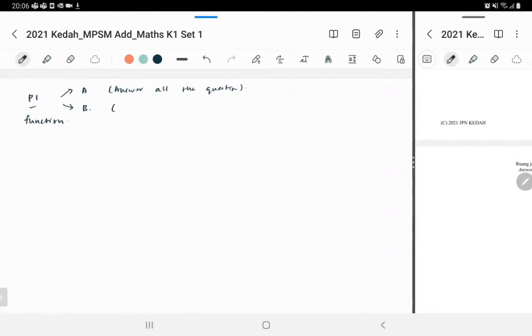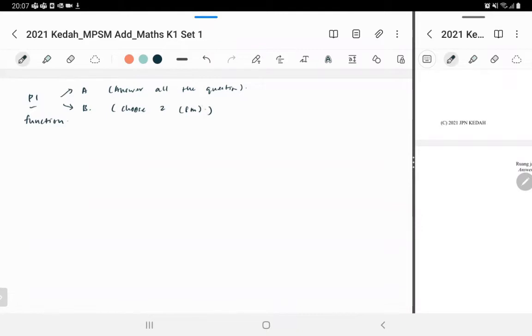Hold on, let me double confirm. I'm scared I confuse also. Okay, for part A, there are questions 1 to 12, all compulsory. For part B, you need to choose. Part B is 8 marks questions where you need to choose 2 questions out of 3. Normally it is 3 questions, you choose 2, and each question is 8 marks. Okay, we go for part A first.